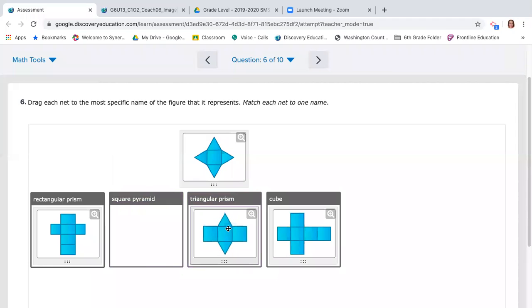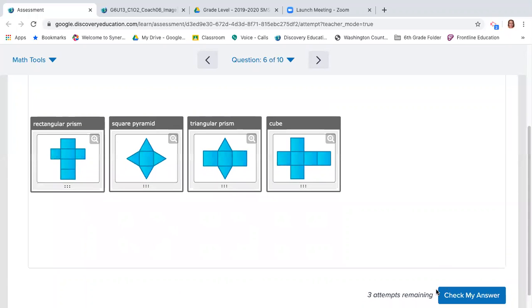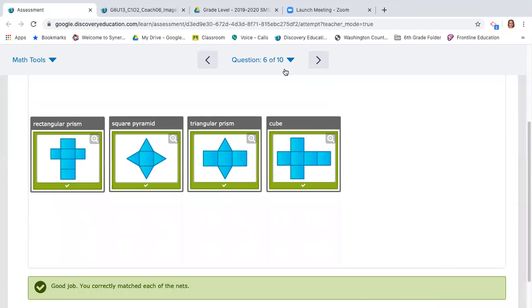This one is a triangular prism because it has the 3 rectangles and then it sits on a triangle. This one, the base is a square. So whenever it says square, we need to look for the square first. This one is a triangular prism because it sits on a triangle, okay? So we check our answers and we are correct.